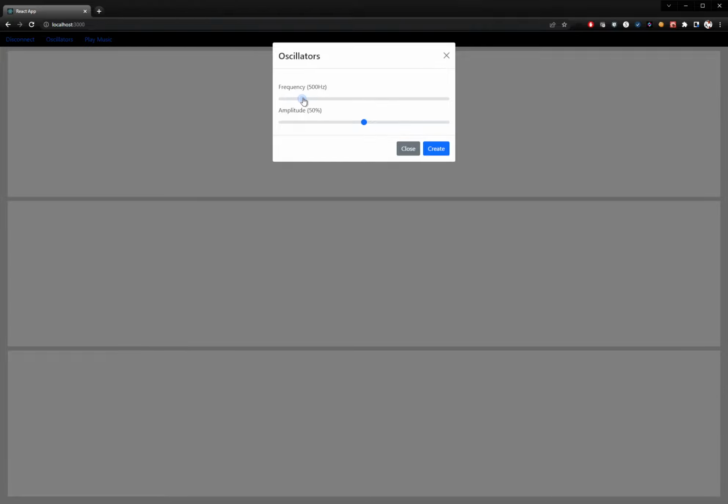And so what I'm going to do now is make an oscillator running at a 300 hertz frequency with a 40% amplitude. And what this means is that the sine wave that it outputs is going to oscillate 300 times per second with an amplitude that's 40% of the maximum possible output amplitude. So you can kind of think of amplitude as the volume, right? And the frequency is the pitch.